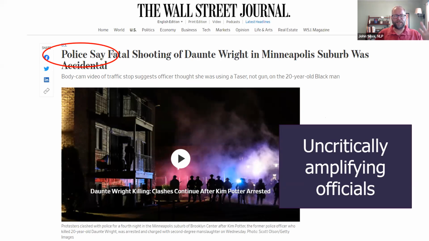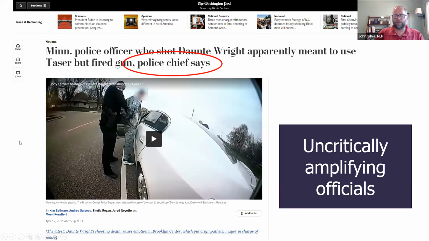So in this case, police say the fatal shooting of Daunte Wright was accidental, right? If we're reporting that this is what the police say, but we're not actually being critical about it, if we're not questioning it and getting multiple perspectives, if we're just reporting what the police have said, we're giving extra weight to that voice, right? And it can be from really any official source, although with some stories it is frequently a police source. And here's another one with the police chief, right?